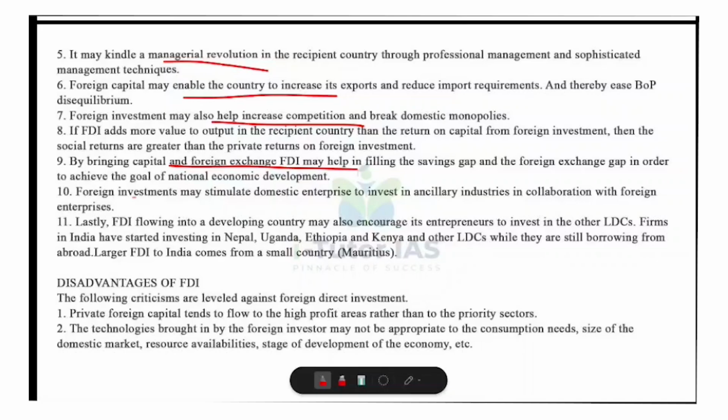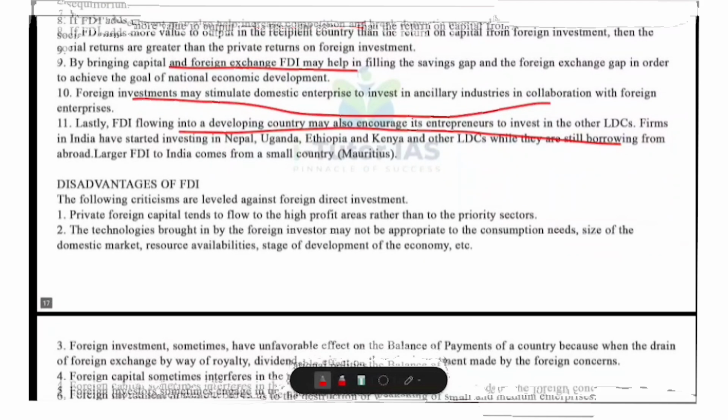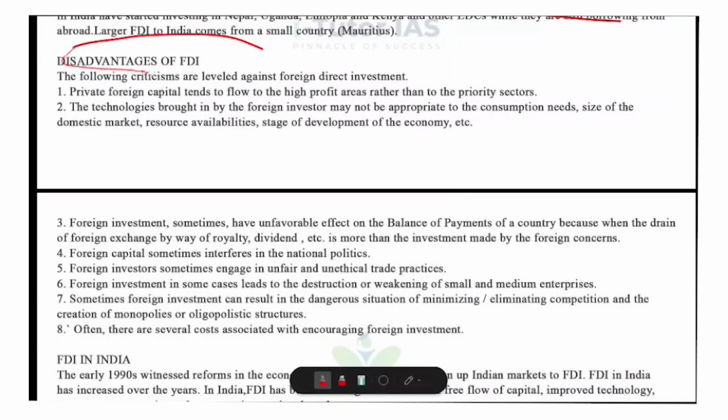10th one, it stimulates domestic industries. This means it encourages domestic firms to invest in ancillary and supporting industries in collaboration with foreign firms. 11th one, it encourages regional investment. That is, FDI flowing into a developing country can encourage local entrepreneurs to invest in other developing countries. For example, Indian firms investing in Nepal, Uganda, Ethiopia and Kenya. So these are the advantages of FDI. What are the disadvantages of FDI?